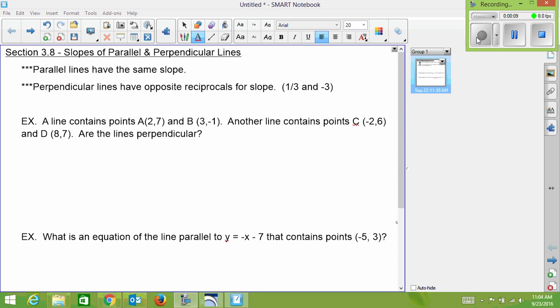A couple things that we need to remember when doing this is that parallel lines will have the same slope because they will never cross. They have to be running at the same angle. Perpendicular lines have opposite reciprocals for their slopes. For example, if one had a slope of 1/3, the other one would have to have a slope of -3, or -3/1, same thing. That would be opposite reciprocals. Then you would know that they are perpendicular when you graph them.